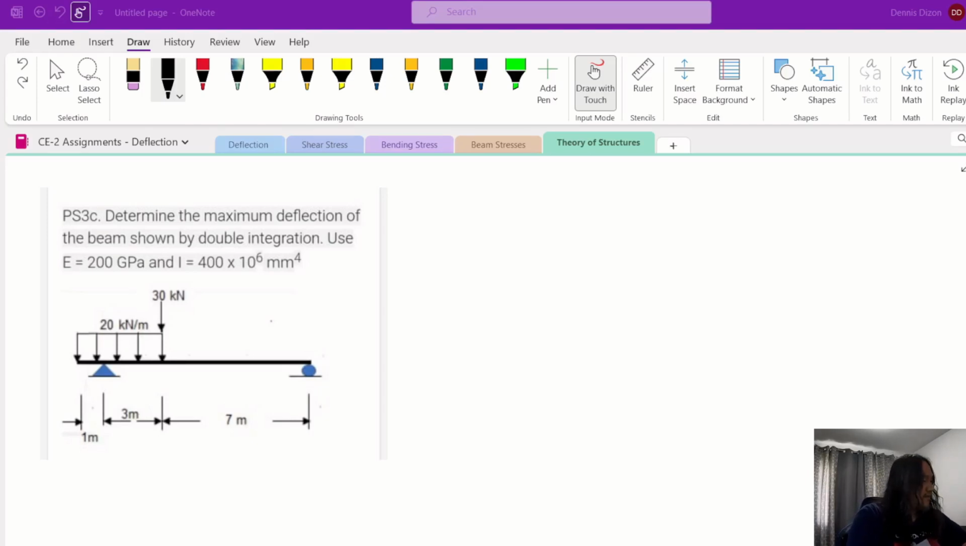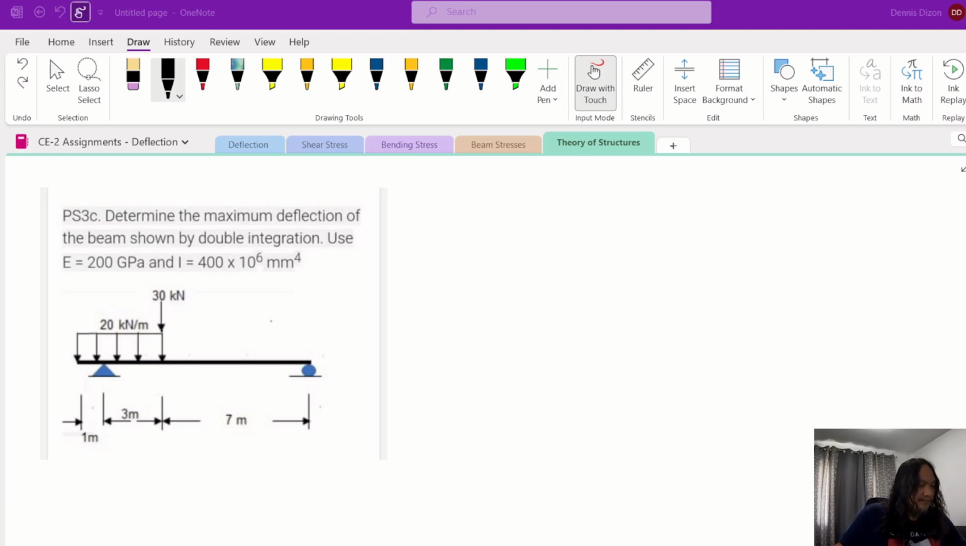We will continue with answering this assignment. We got this one the other day, and this time we will be solving a deflection of a beam. So the problem is: determine the maximum deflection of the beam shown by double integration method. Use modulus of elasticity equal to 200 gigapascal and the moment of inertia I equal to 400 times 10 to the sixth millimeter to the fourth.